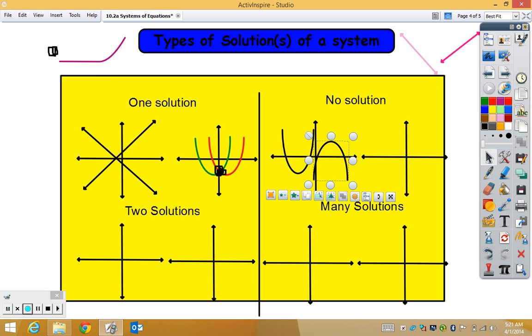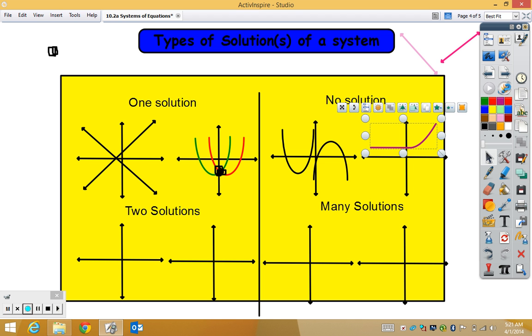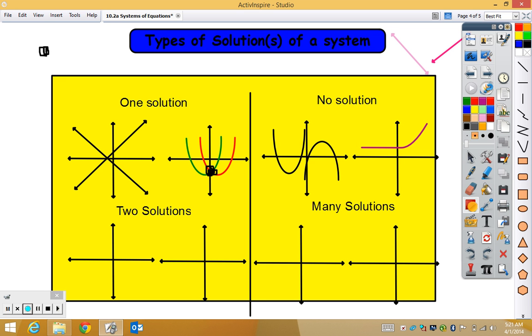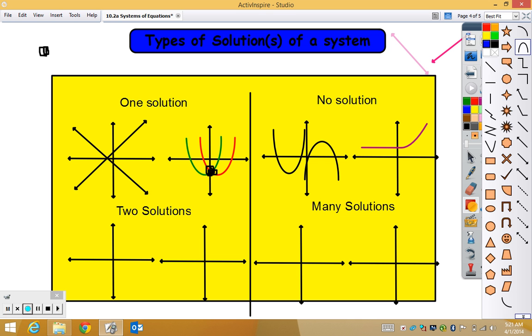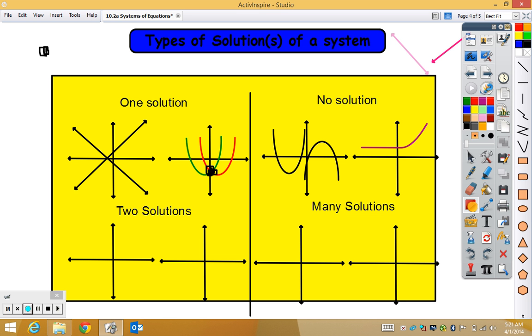Another case where they may have no solution, we can bring in our exponential, like so. And then maybe we can draw a line, in a different color. Those two would not intersect, so there is no solution.